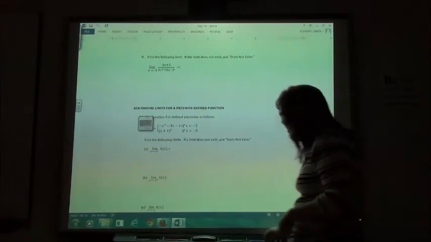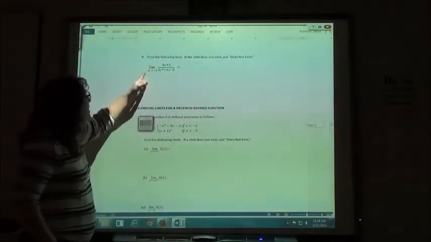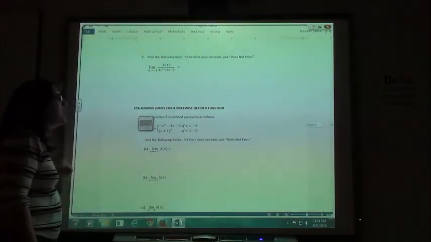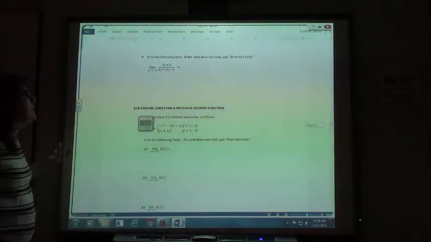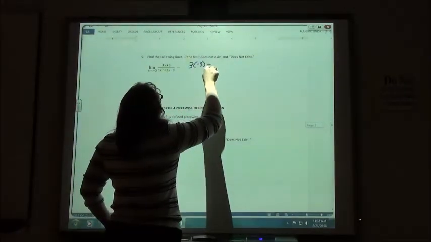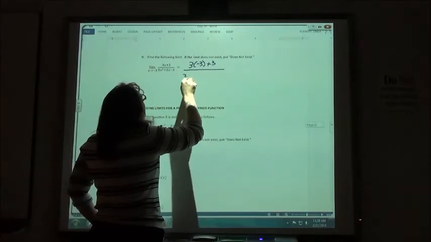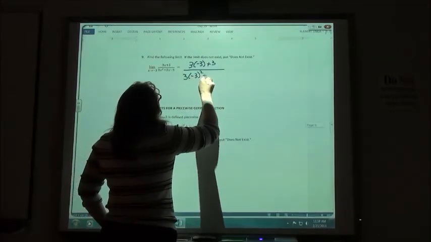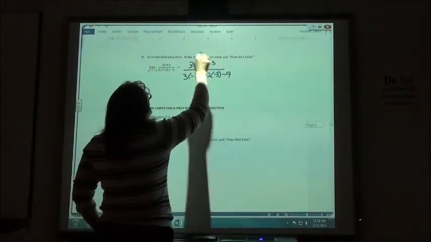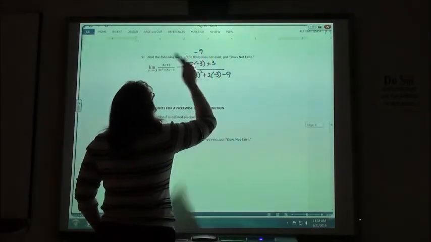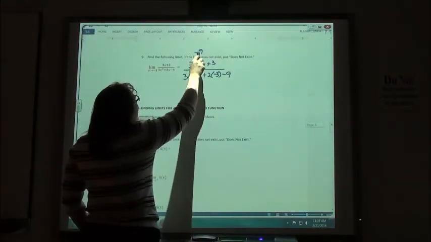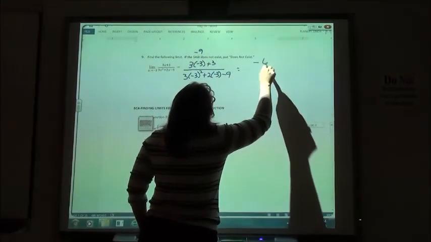Number 9. Here we're finding the limit as x approaches negative 3. Same thing, I'm just going to plug it into my expression. As long as the denominator is not 0, we're all right. So we're going to take 3 times negative 3 plus 3. On the bottom, 3 times negative 3 squared plus 2 times negative 3 minus 9. So 3 times negative 3 is negative 9. Negative 9 plus 3 would be negative 6.